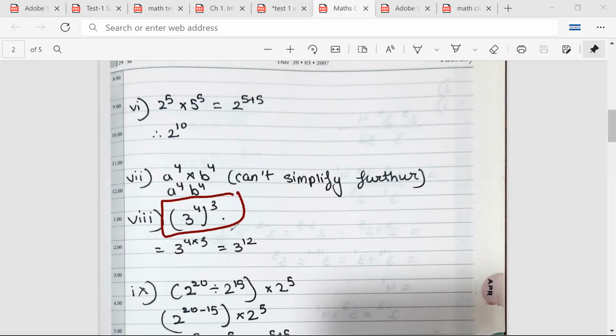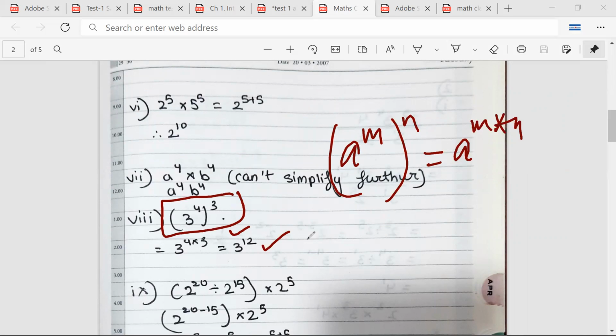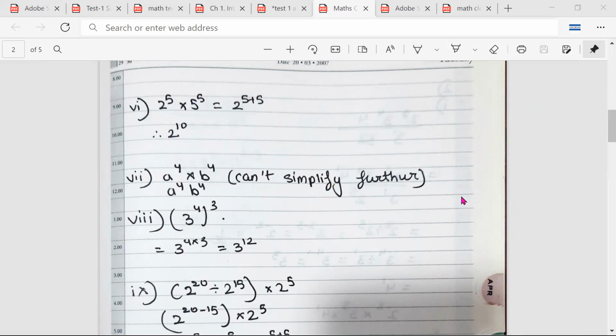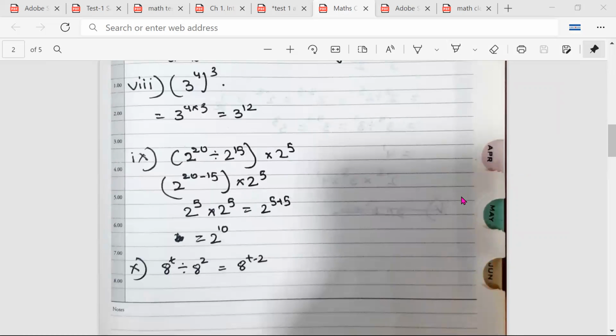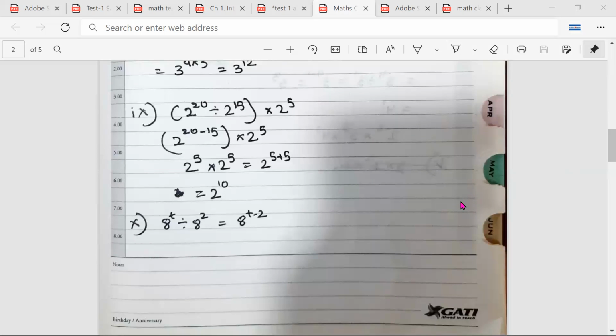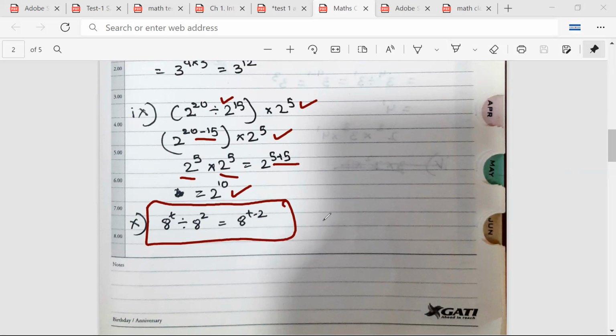Okay, 3 raised to power 4, 3 raised to power 12. This is a raised to power m whole power n is equal to a raised to power m into n. So this is correct, no doubt. Okay. So next question is 2 raised to power 20, 2 raised to power 15, 2 raised to power 5, 20 minus 5, 2 raised to power 5 into 2 raised to power 5. 5 plus 5 is 10. Correct. Rudra, any doubt in this? No, sir. Okay, perfect.